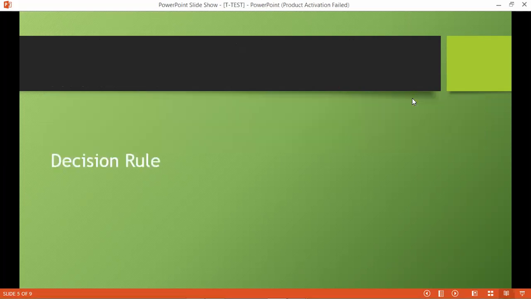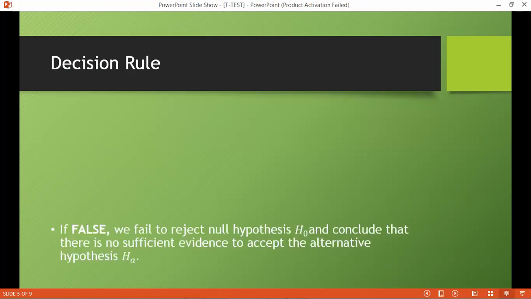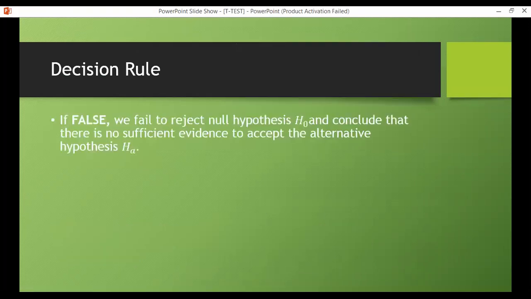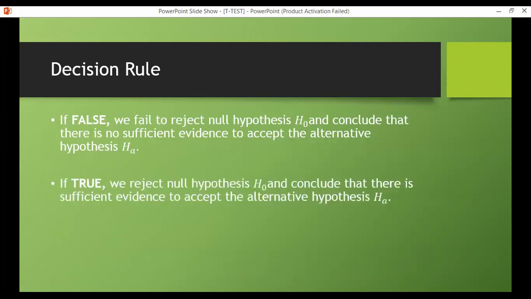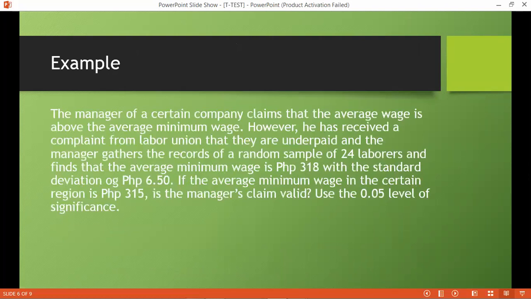The decision rule: if false, we fail to reject the null hypothesis and conclude that there is no sufficient evidence to accept the alternative hypothesis. But if it is true, we reject the null hypothesis and conclude that there is sufficient evidence to accept the alternative hypothesis. Now, say we have this example.